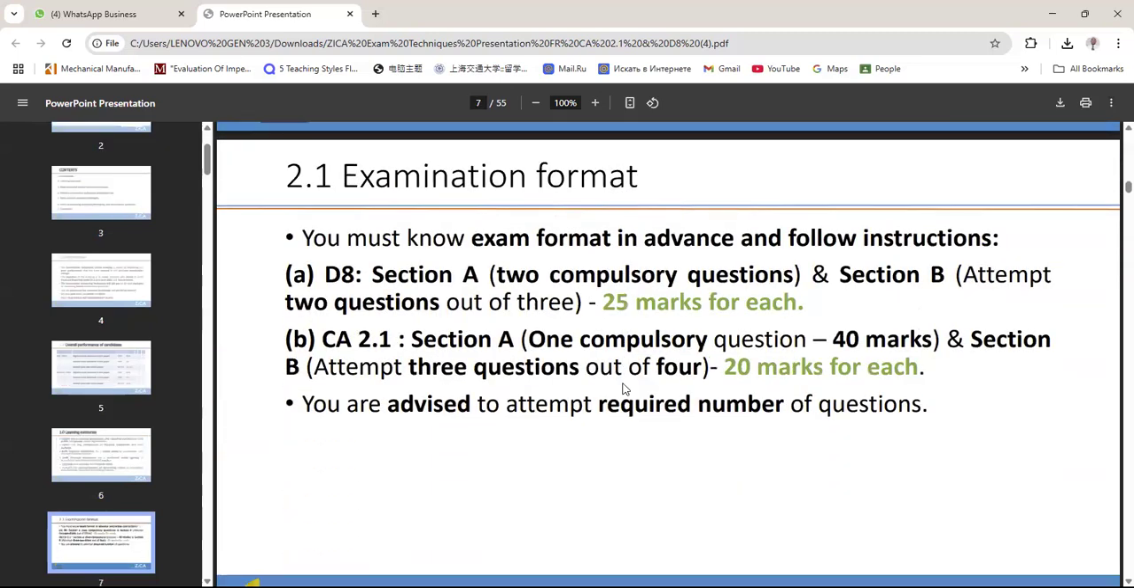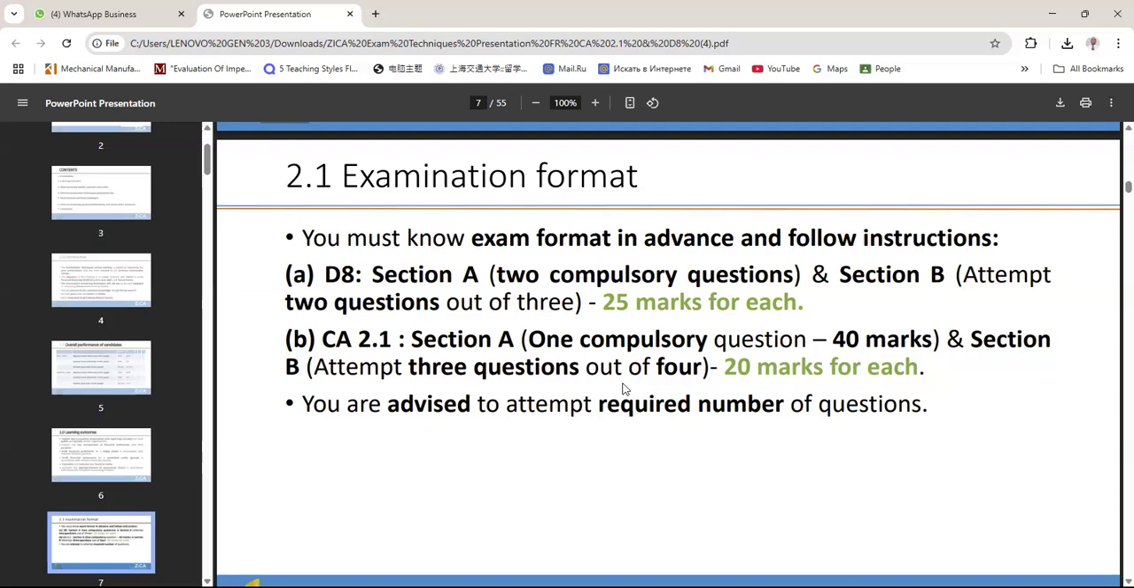It's very, very important to know the exam format before you go to the exam. D8, as you are aware, section A has 2 compulsory questions. Then in section B, you have to attempt 2. Each question is 25 marks. Why am I emphasizing this? Note that some students will only answer question 1 and not answer question 2, which is compulsory. Then they'll go and choose 3 questions in section B.